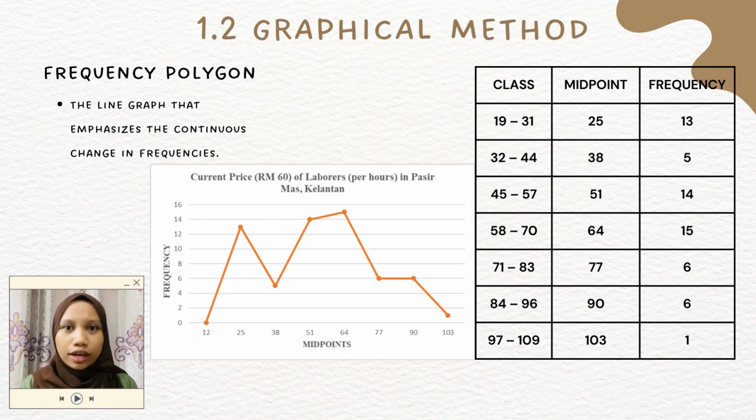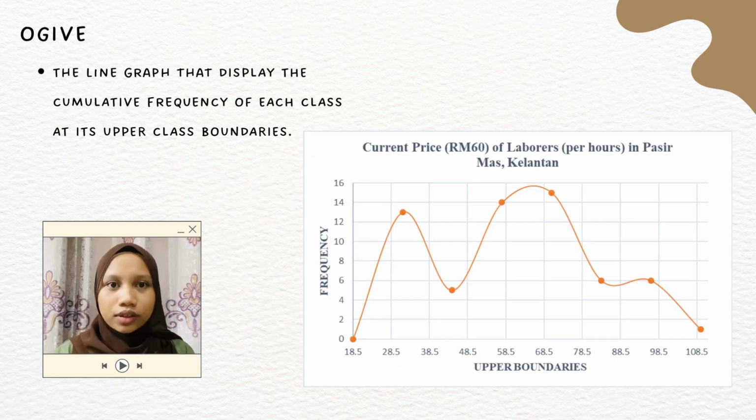So right now, we have the table and graph that present the frequency, and the table shows the data set for frequency, and we have classes, midpoint, and frequency. For the ogive, we have classes, upper boundaries, frequency, and cumulative frequency. For the graph, the horizontal scale is the upper boundaries and the vertical scale is the frequency.